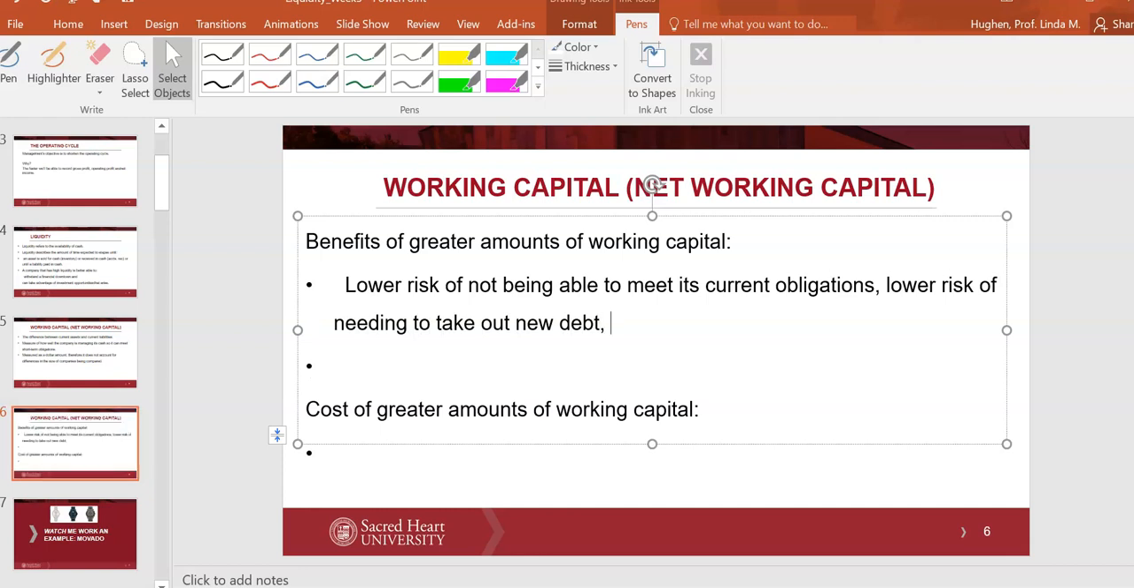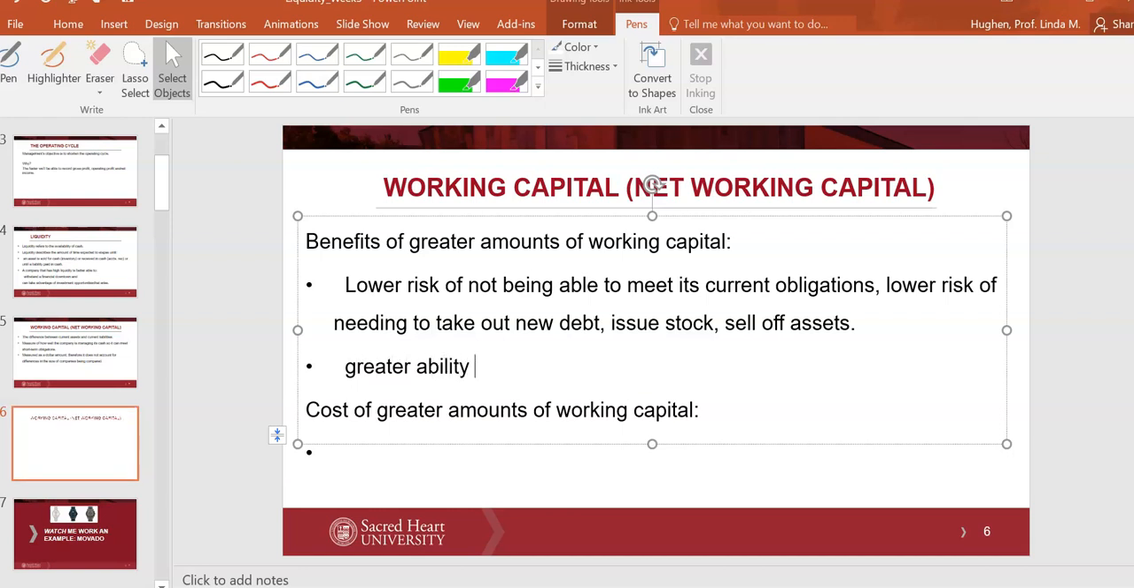What would a company need to do if it doesn't have enough cash? It would need to take out a new loan, and/or issue new shares of stock, and/or sell off assets. We don't want companies to run into that situation. Another benefit of having more working capital, having your current assets greater than your current liabilities, is a greater ability of obtaining short-term financing. You've probably heard the saying that you have to have cash in order to be able to borrow cash, and this is where we see this.